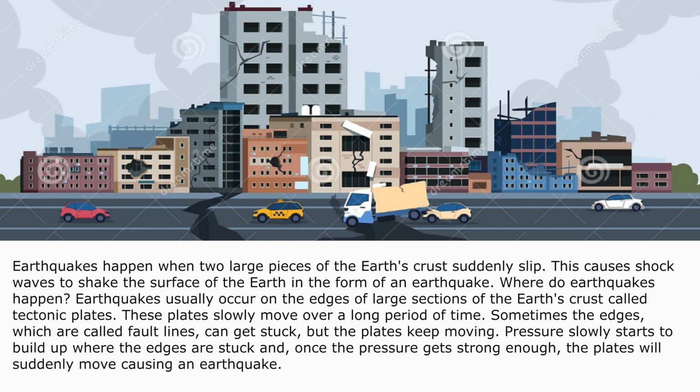How are earthquakes caused? Earthquakes happen when two large pieces of the earth's crust suddenly slip. This causes shock waves to shake the surface of the earth in the form of an earthquake.